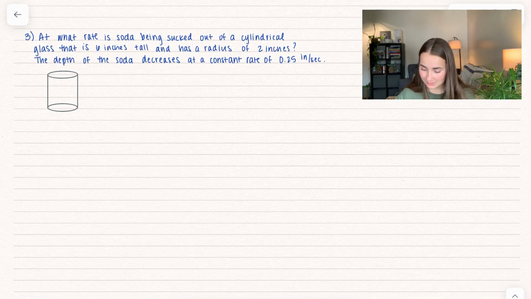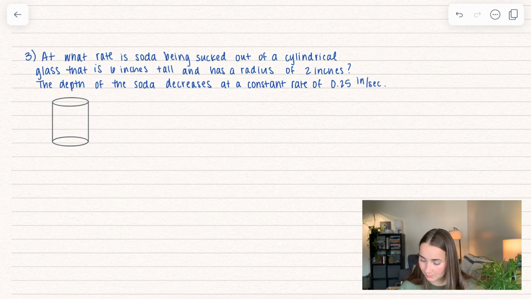Okay, we have one more. Let me zoom in a bit. At what rate is soda being sucked out of a cylindrical glass that is 6 inches tall and has a radius of 2 inches? The depth of the soda decreases at a constant rate of 0.25 inches per second.